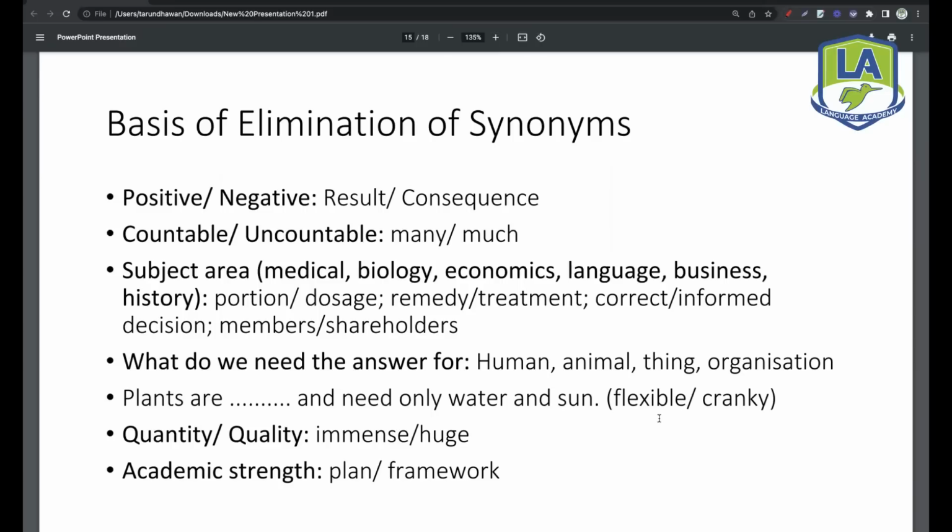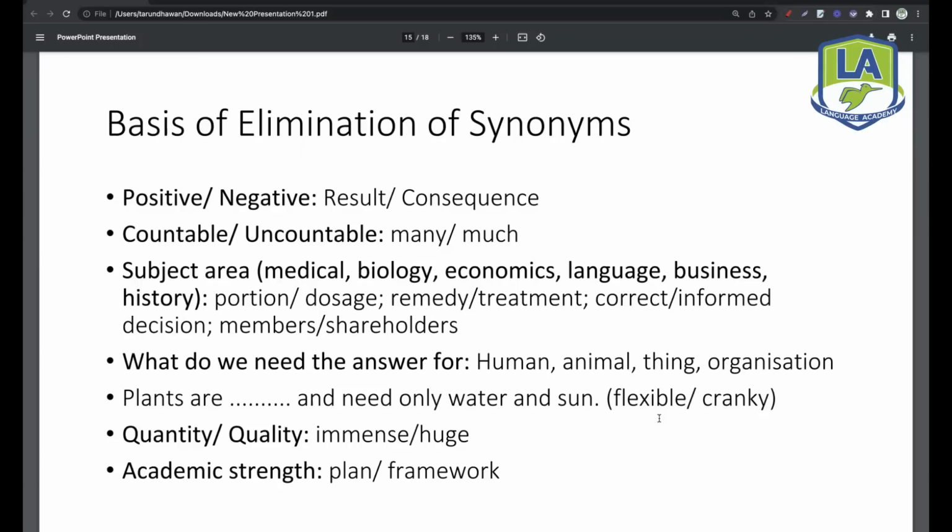So if we have a medical context and the options are portion and dosage, so we'll obviously go with dosage over portion. Same if we have remedy and treatment. So remedy is something which is very homely. Example, if you have a rough throat, then you might be advised to have honey in warm water. That is a remedy. But if you go to a doctor and you get prescriptive medicines, that's a treatment. So if the context was medical, you'll go with treatment. If the context is general, a conversational context, then we'll go with remedy.